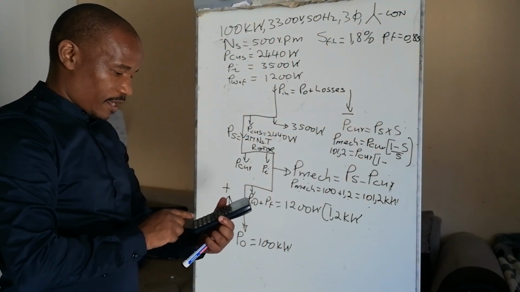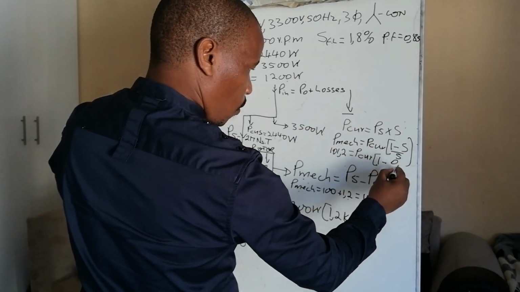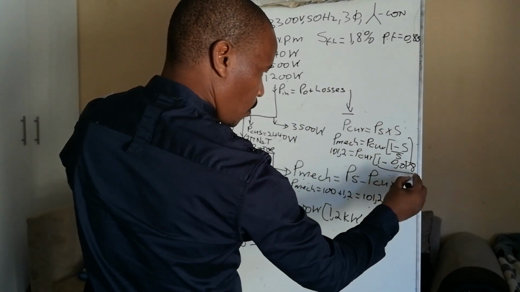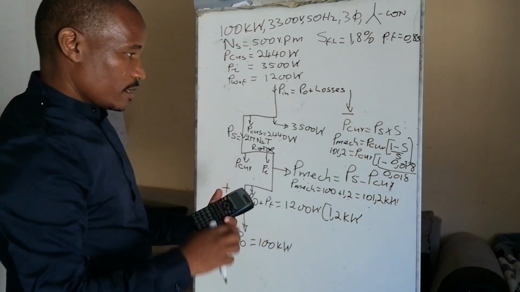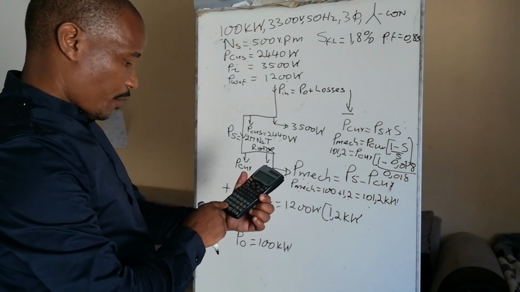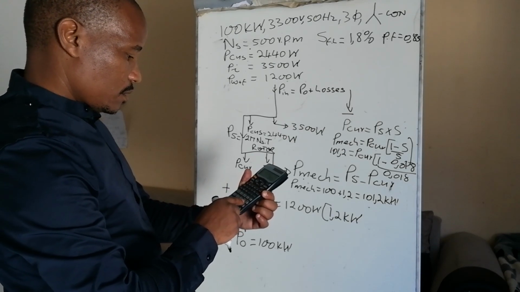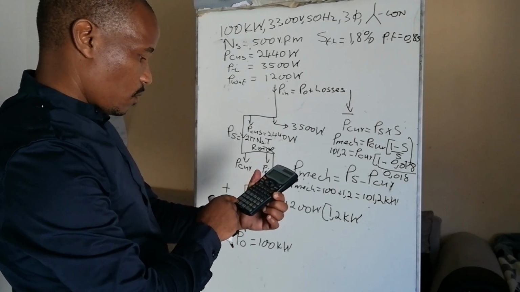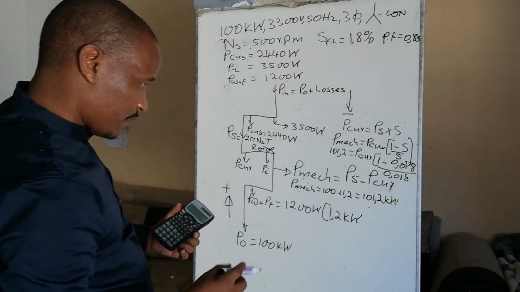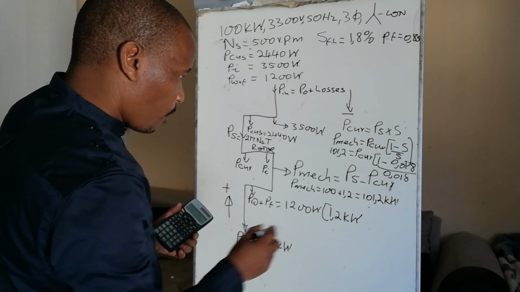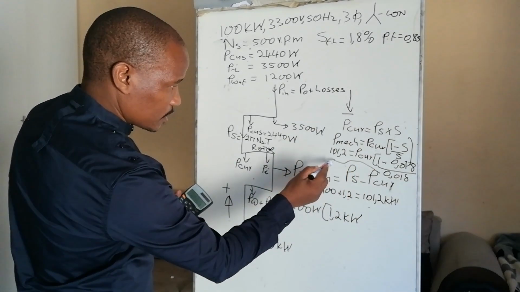1.8 divided by 100 is equal to 0.018. So it's 1 minus 0.018, divided by 0.018, which is equal to 54.56. Okay. Take this. Just do this.